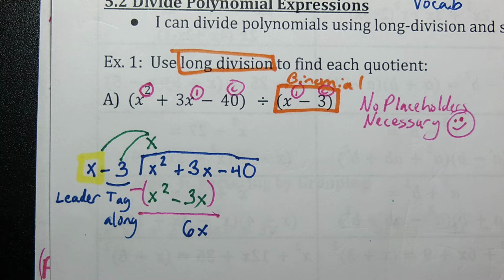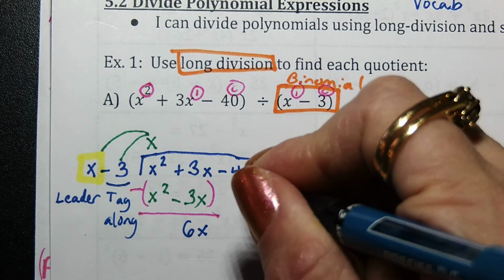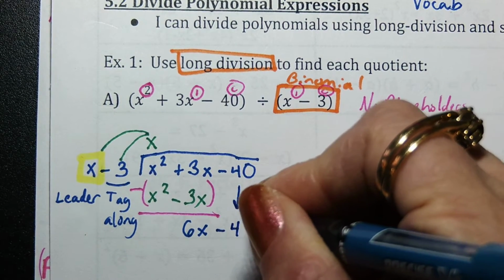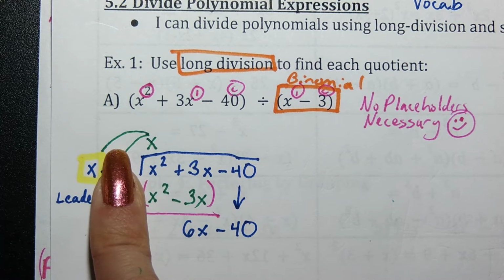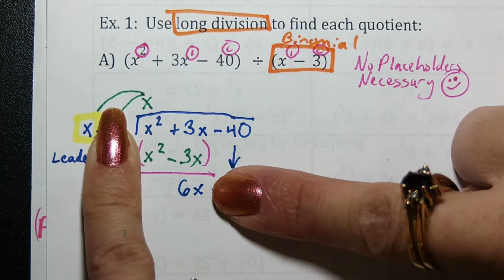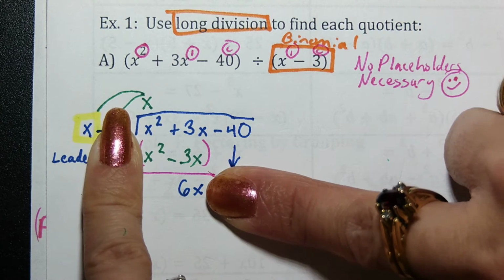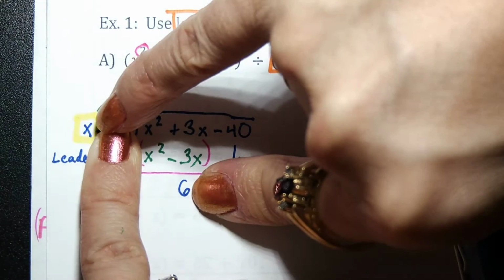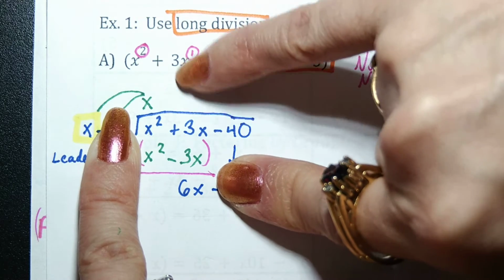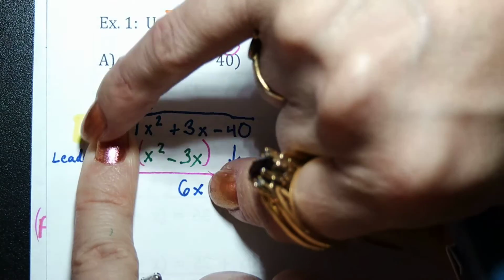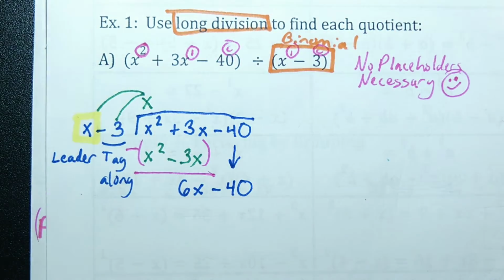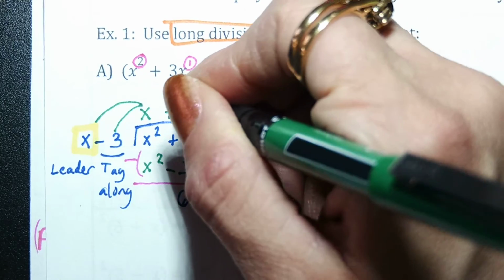What's your gut telling you we should do next? I bet you're right. Bring down that -40. And that is one iteration of long division. And now we repeat the process. We cover up the tag-along term. We cover up everything but that leading part of this guy. And we say x times what on the dividing house will give me 6x. Just 6. So x times 6 gives me 6x. So plus 6 on the house.